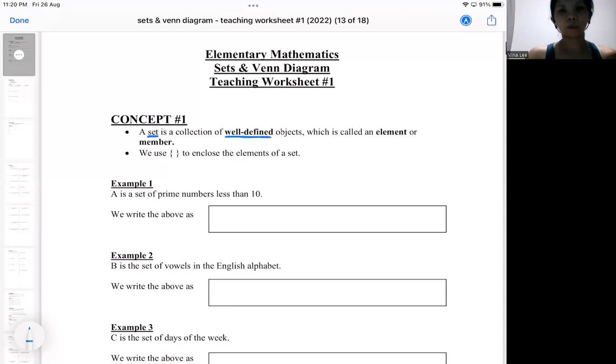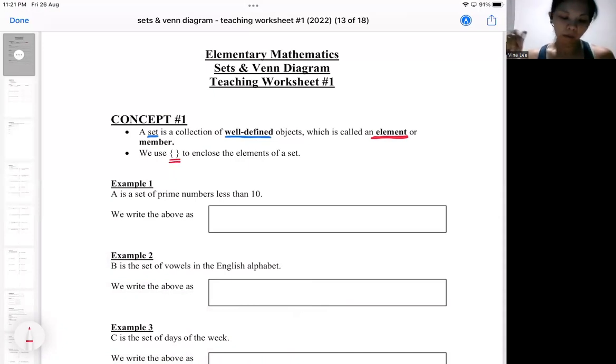That means for sure I will know what are prime numbers, and for sure I will know what are the 26 alphabets. All these are called a set of defined objects. There is no ambiguity, so we consider it well defined. The objects, we're going to call element or member. Most of the time, we'll call it element. We're dealing with a variety of elements, and we use curly brackets as the house of elements.